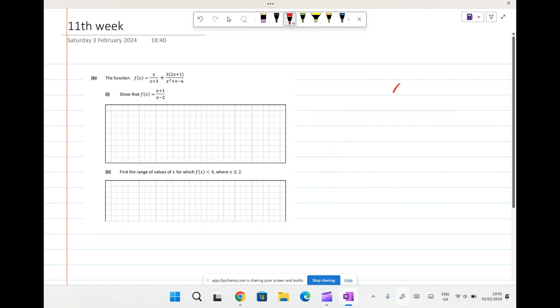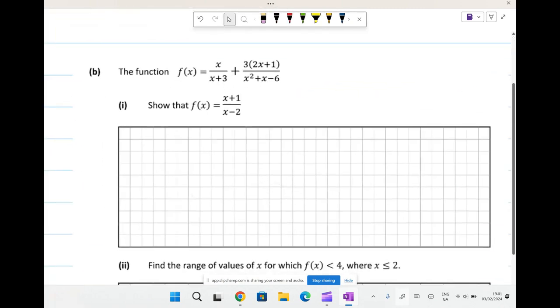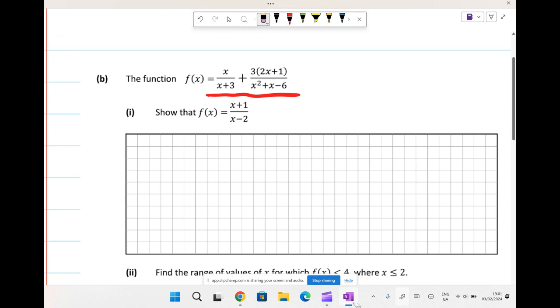Okay, so the next one was the function f of x is equal to x over x plus 3, plus 3 times 2x plus 1 over x squared plus x minus 6. And we want to show that this function is the same as writing x plus 1 over x minus 2.